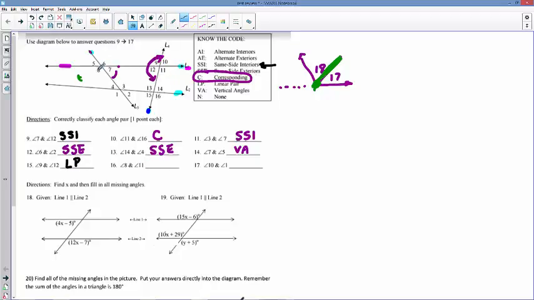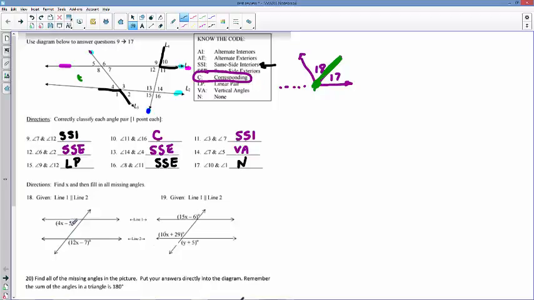8 and 11, same side exterior again. Okay, and 10 and 1. So 10 has sides here and here. Angle 1 has sides here and here. Notice none of those lines are shared. Those are 4 different lines. So there's nothing going on there.